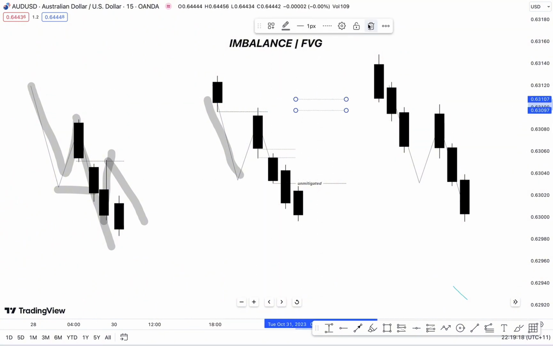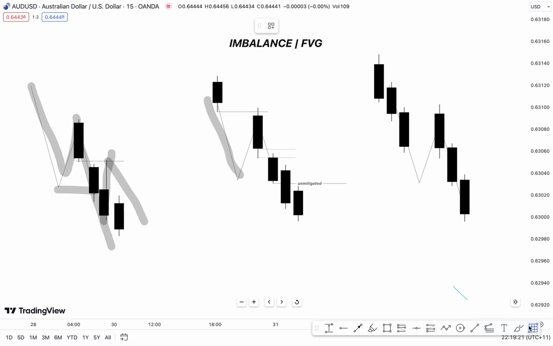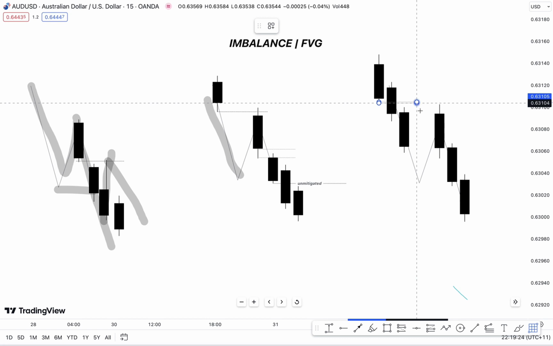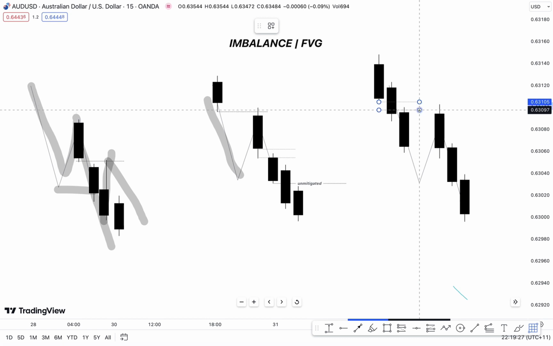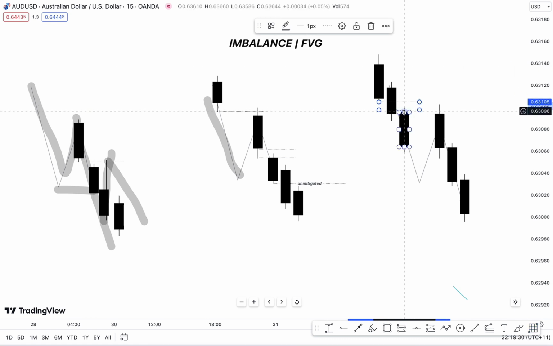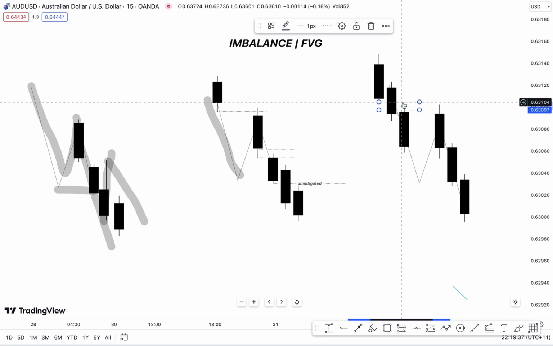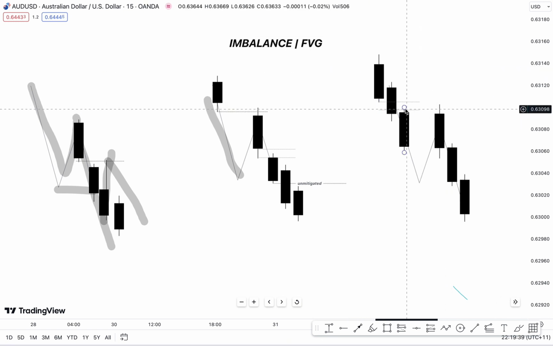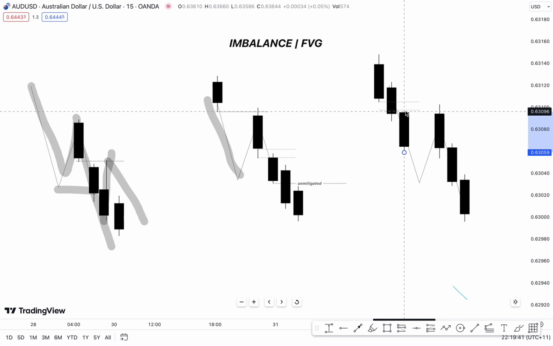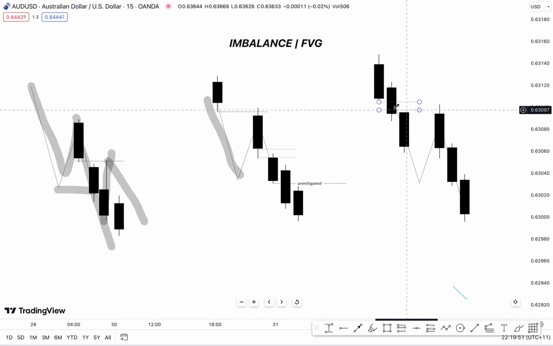So let me use the example here. Usually you take the first candle low and drag it down to the third candle high. That's in a bearish market, right? So the orders here have been filled. There's no longer imbalance here anymore. But if we had something like this, a scenario where price has not tapped into this zone, we have imbalance here.